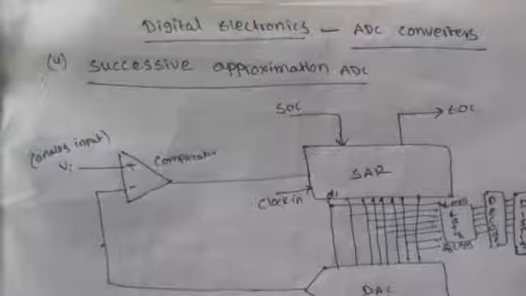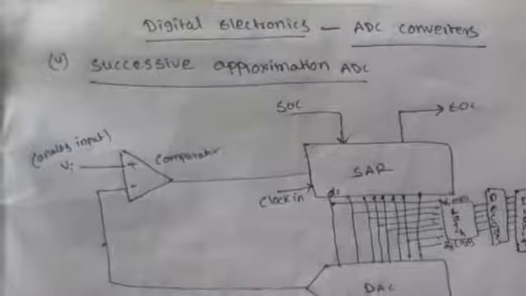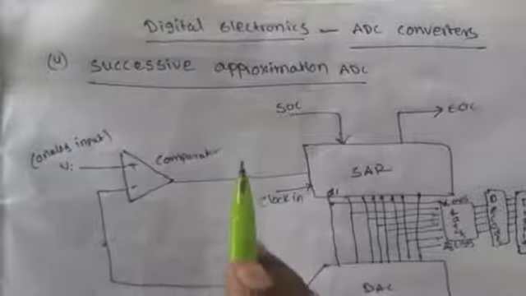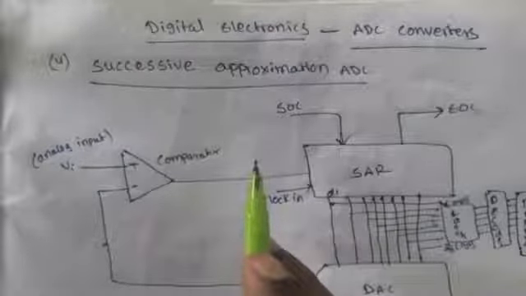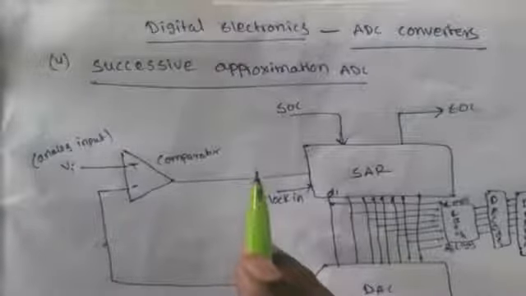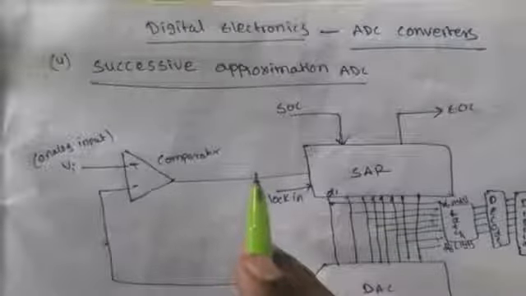Good morning, dear students. Today, the A to D converter, last video. In this one, we will discuss successive approximation type ADC as well as flash type or parallel comparator type ADC. These two we will discuss.